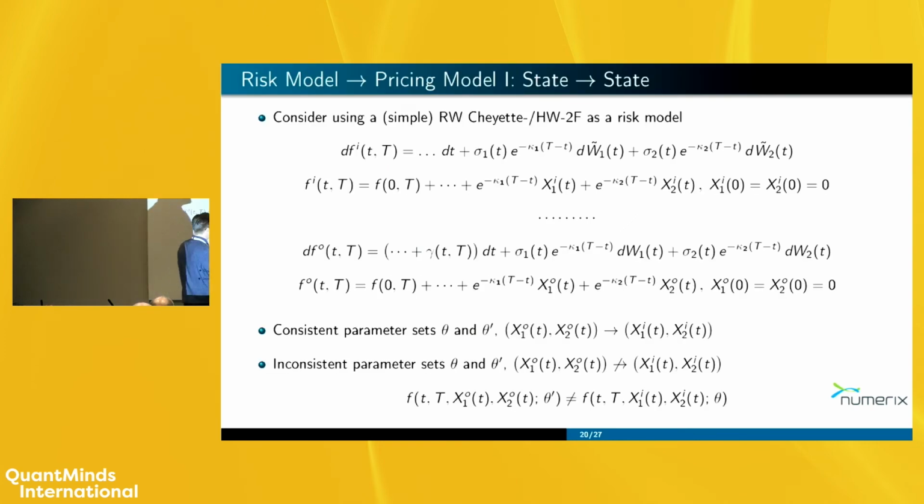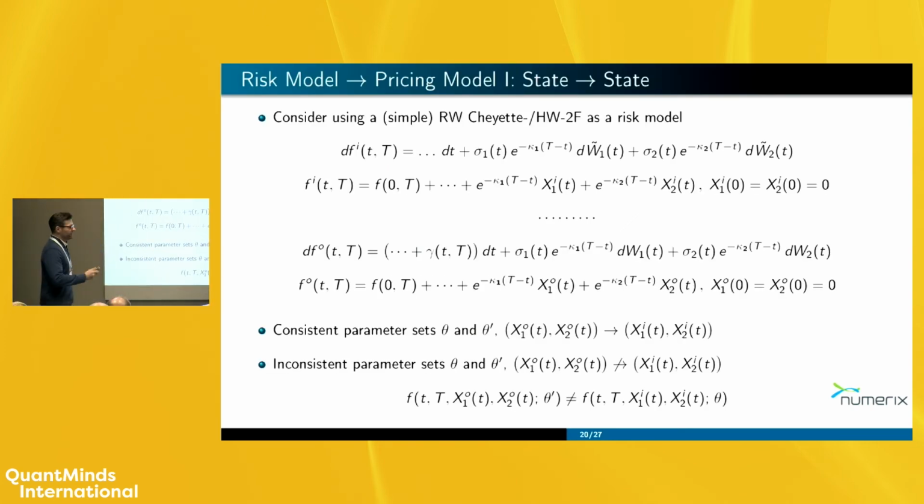Okay, so let's start simple though. Let's start really, really simple. Let's start from where we were just a moment ago. Let's say we have Hull-White models. Let's say we have a physical measure Hull-White for the outer scenarios, and a pricing measure Hull-White, two-factor, for the inner scenarios, okay? We've got these two models.